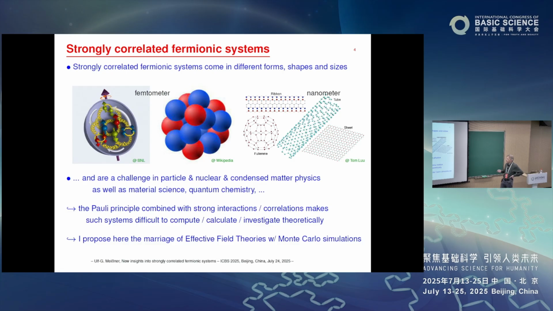And then if you go up in scale to the nanometer scale, there are lots of interesting low-dimensional materials like graphene sheets, ribbons, fullerenes, all these tubes. And so these strongly interacting fermionic systems are challenges in particle, nuclear, and condensed matter physics, as well as material science and quantum chemistry. And the point is that the Pauli principle combined with strong interactions or strong correlations makes such systems difficult to compute or calculate.